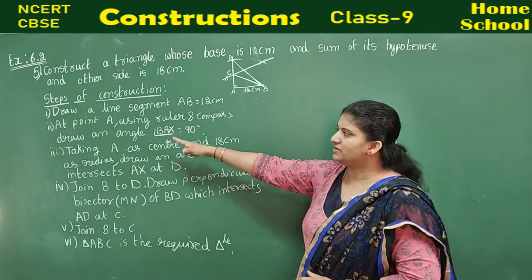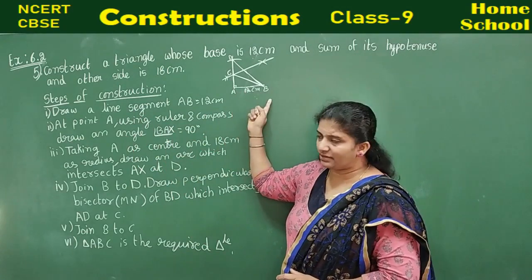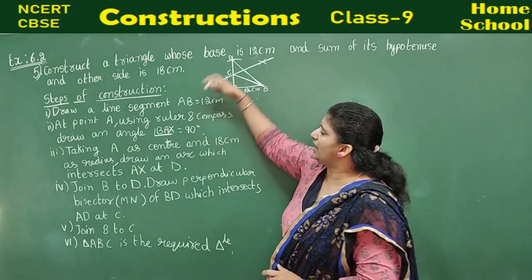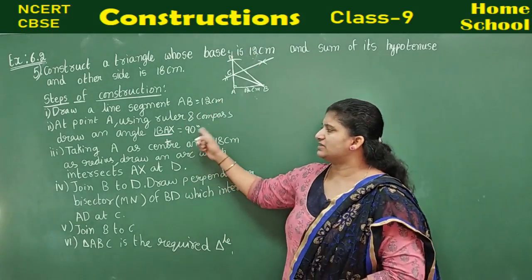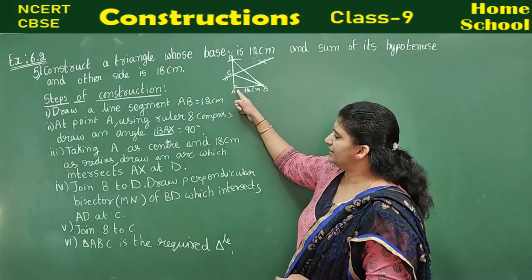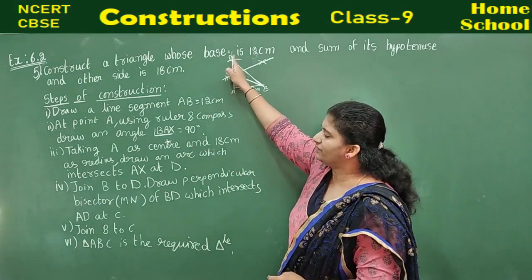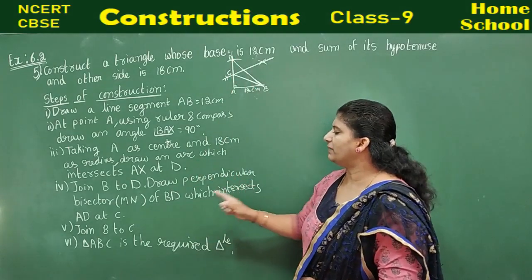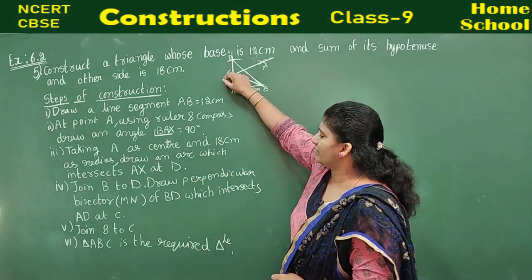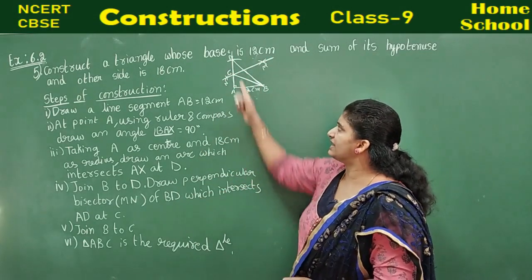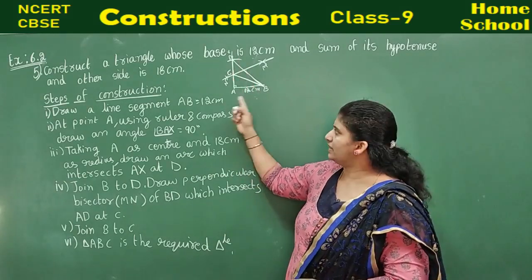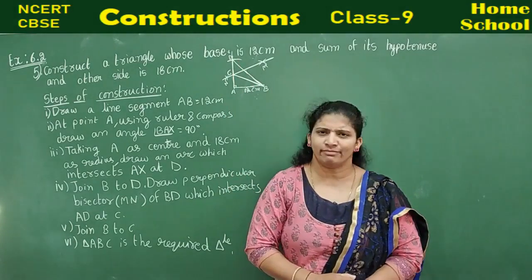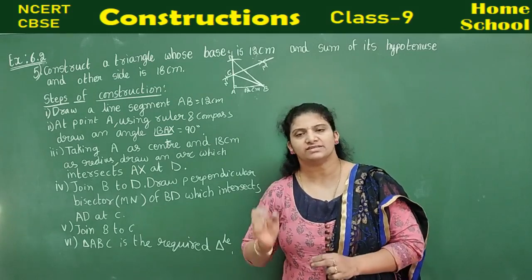Now let's see the steps. Draw a line segment AB equal to 12 centimeters. At point A, using ruler and compass, draw an angle BAX equal to 90 degrees. Taking A as center and 18 centimeters as radius, draw an arc which intersects AX at D. Join BD. Draw the perpendicular bisector MN of BD which intersects AD at C. Join BC. Therefore, ABC is the required triangle. That's all. For the construction steps, no need of by-hearting. As we do the construction, you can write the steps.